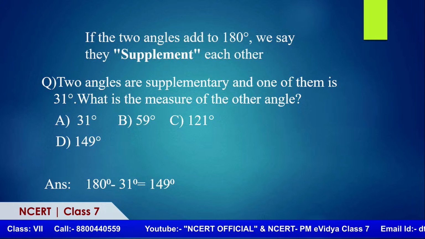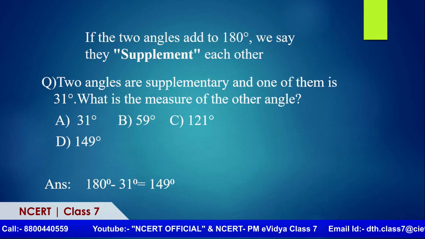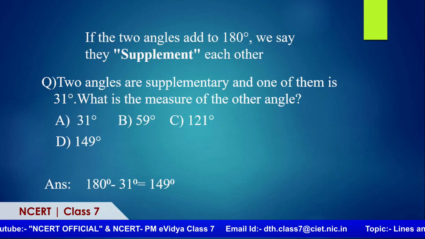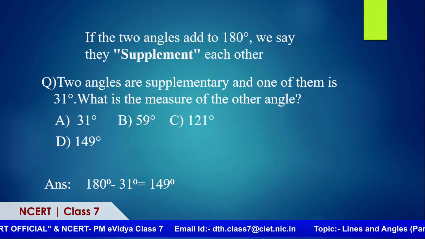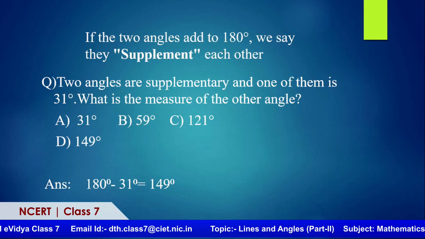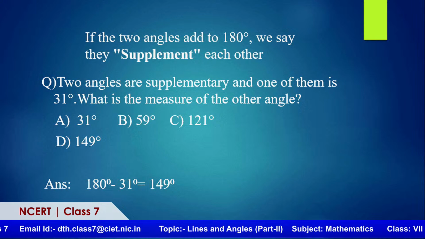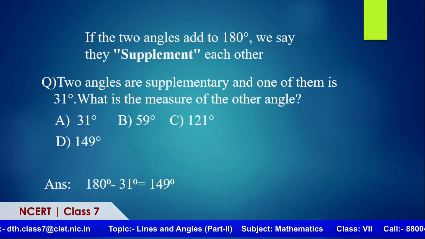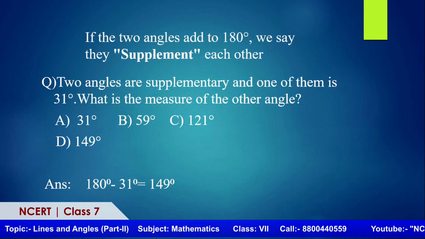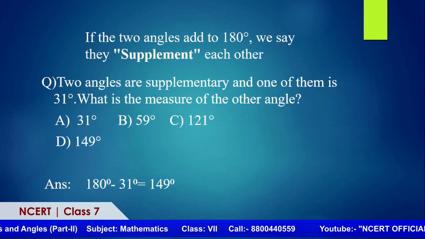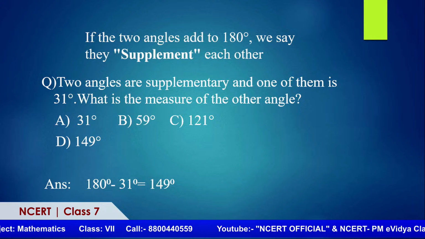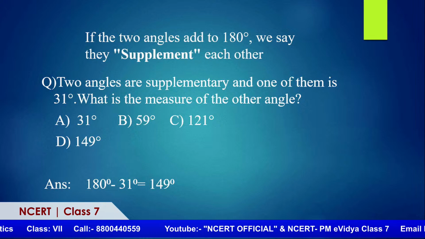Two angles are supplementary and one of them is 31 degrees. Then what is the measure of the other angle? We have four options here: 31 degrees, 59 degrees, 121 degrees and 149 degrees. Look, children, what are we going to do? We subtract: 180 degrees minus 31 degrees is equal to 149 degrees. For complementary angles we subtracted from 90 degrees, and for supplementary angles, remember children, we have to subtract from 180 degrees. I hope it is clear?